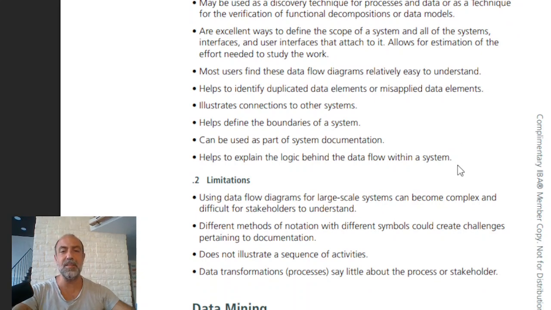Most users find these data flow diagrams relatively easy to understand. They help to identify duplicate data elements or misapplied data elements. Illustrate connections to other systems. Exactly. Help define connections to other systems.